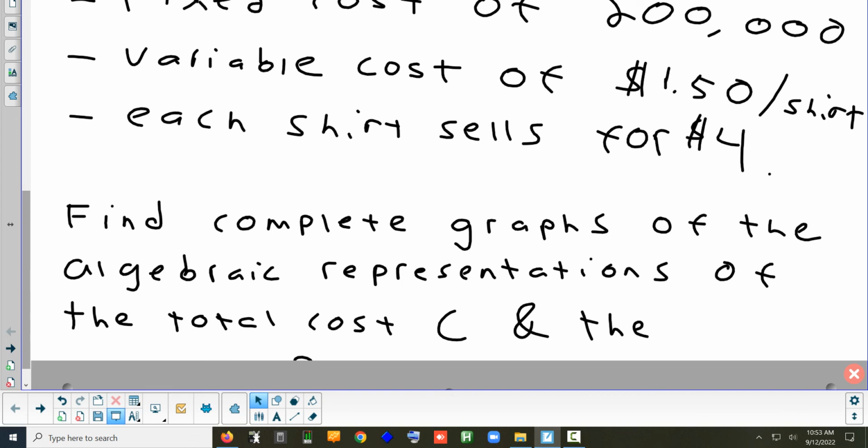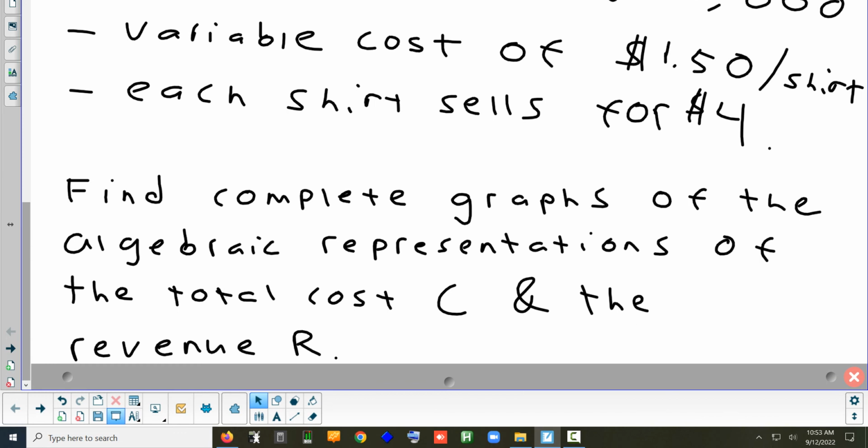So I want to find a graph that represents cost, and then I want to do a separate graph that represents revenue. So cost, revenue, and profit are three different things. Cost is what the company pays to make their product. Revenue is all the money they take in, and profit is the difference between the two.